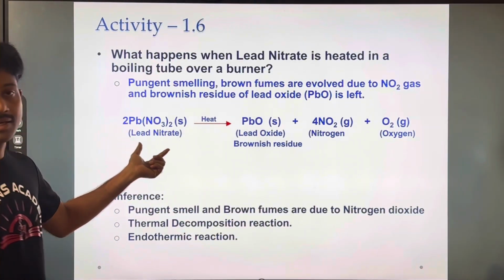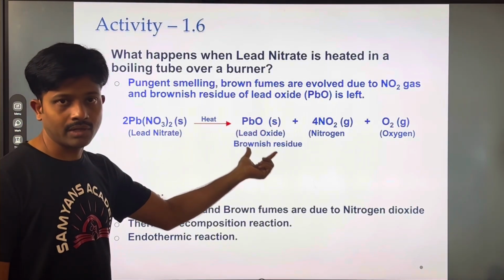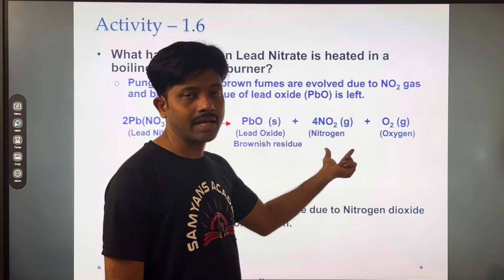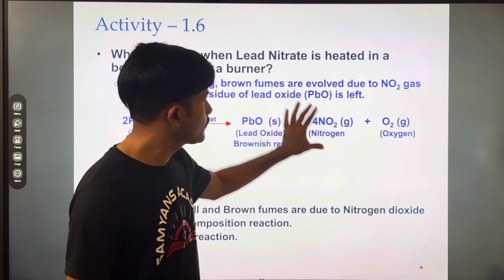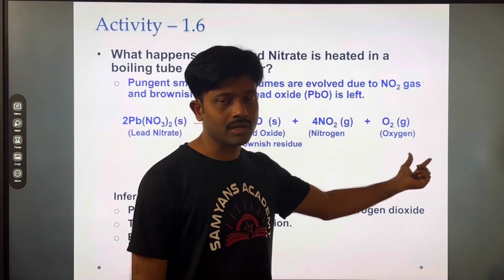In this we are taking lead nitrate salt. When you heat this, it will convert into lead oxide, and it also liberates some nitrogen dioxide. What is the color of nitrogen dioxide? Brown color. Brown colored fumes you will get, and oxygen is also liberated.